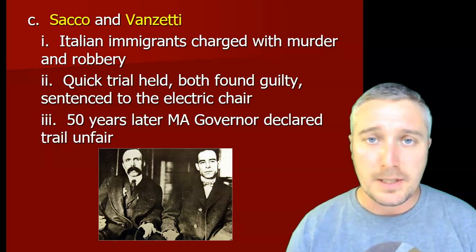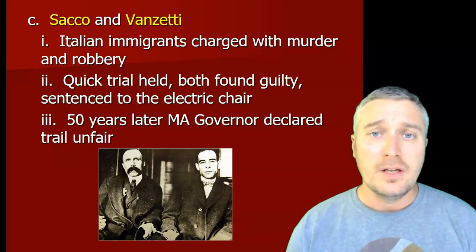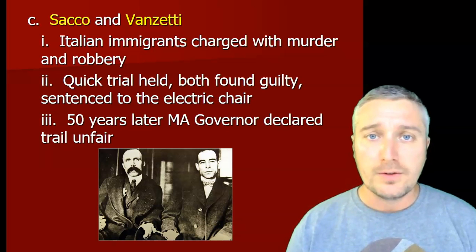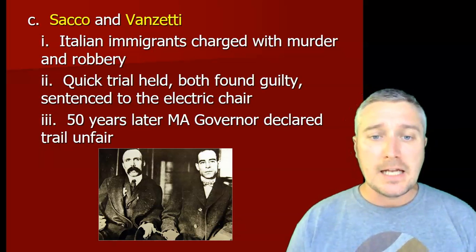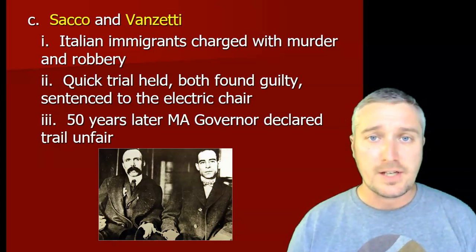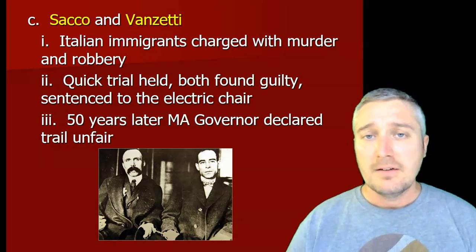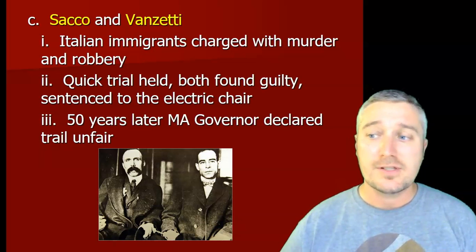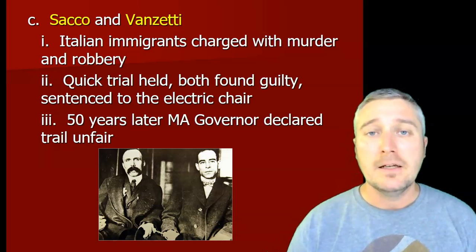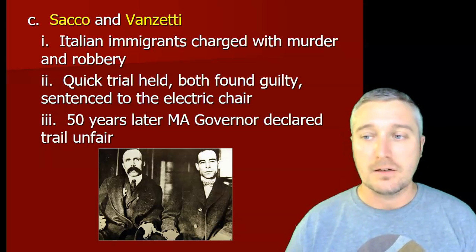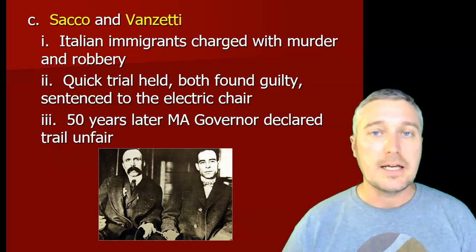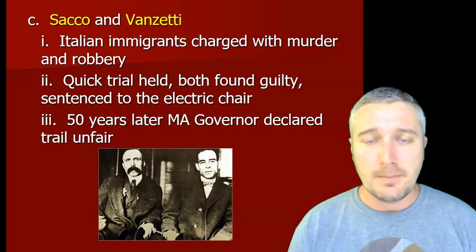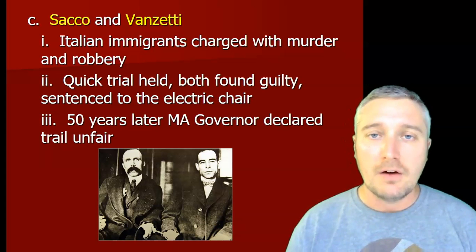They believed that they were only being found guilty and executed because they were immigrants and anarchists that didn't fit the mold of what it meant to be an American at the time. And frankly, most historians, I think, tend to agree with them at this point. In fact, 50 years later, in the 1970s, you actually had the governor of Massachusetts issue a pardon for both men, saying that the trial had been unfair, that they had been accused wrongly, and that this trial had kind of been a sham.